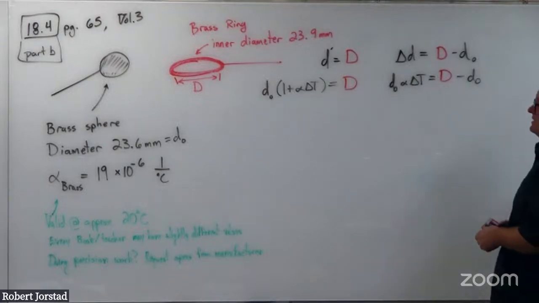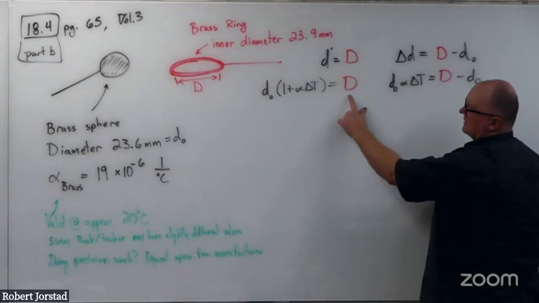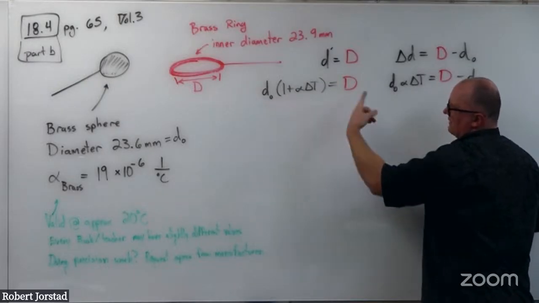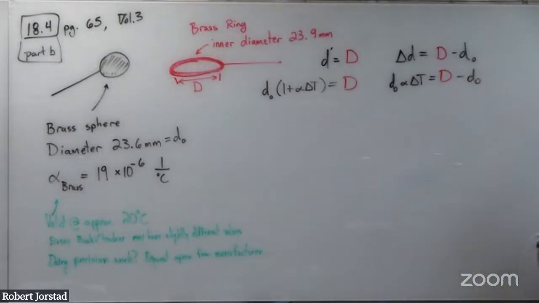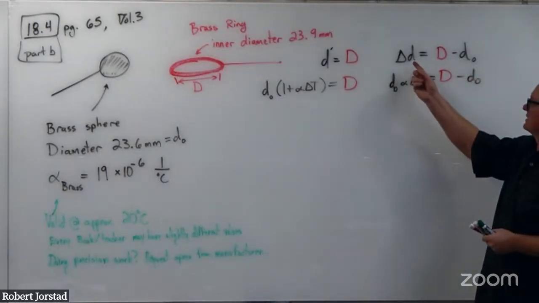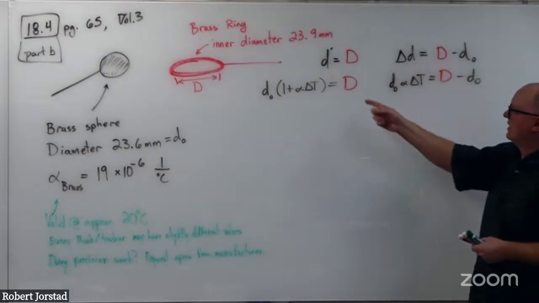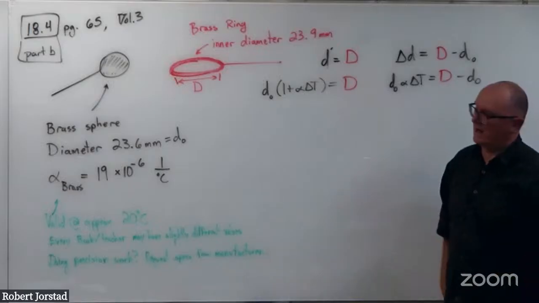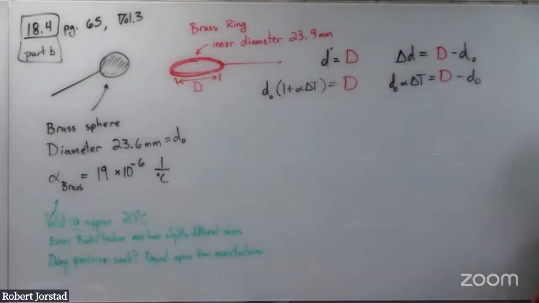It's pretty much the same thing. Take a look here. If you actually distribute this through and rearrange it, you get this result. So I'm just showing you that you could either use the change in distance should be the difference, or say the new diameter should equal the whole diameter. Either one will give you the same results. So from there, I'm gonna basically work with this one.